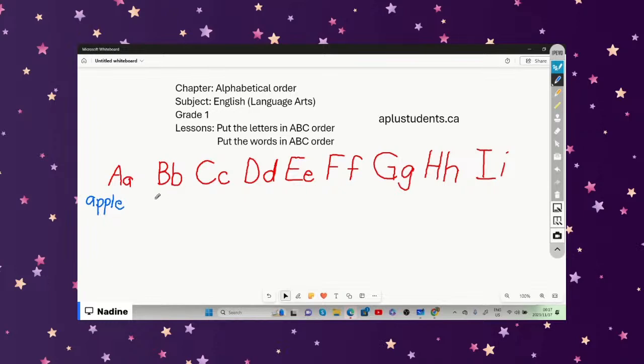We have B for ball. B for ball. Then we have C for cat. C for cat. D for dog. So D for dog.